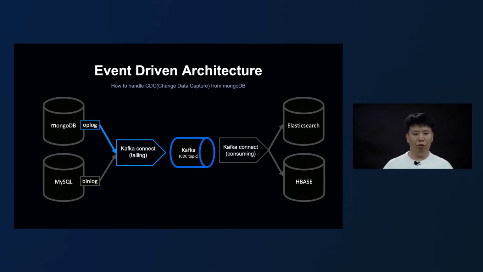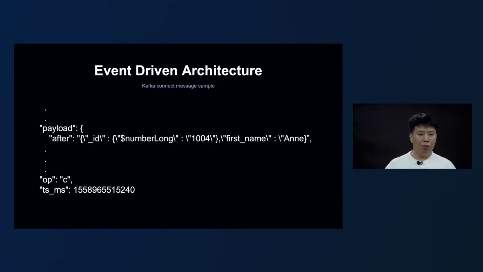And Kafka Connect detects this and produces it to Kafka's topic. Connectors that play this role are called source connectors. You can now consume topics with change messages and save them to other systems such as Elasticsearch or HBase. These connectors are called sink connectors.